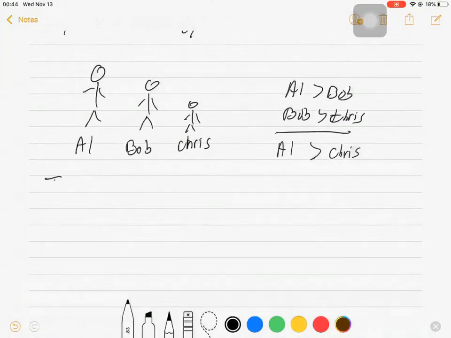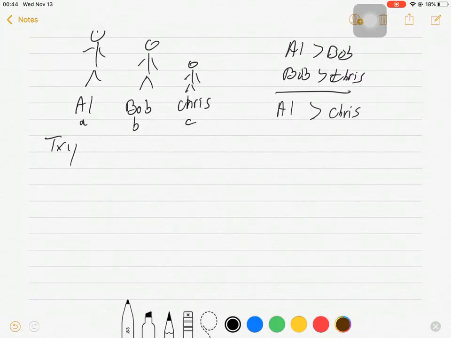If we use TXY to symbolize X is taller than Y, then we'll be able to substitute in the values of let A be Al, B be Bob, and C be Chris. Namely, we can say that Al is taller than Bob, that Bob is taller than Chris, and that it follows, therefore, that Al must be taller than Chris as well.